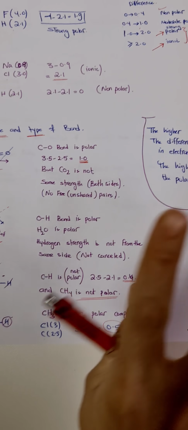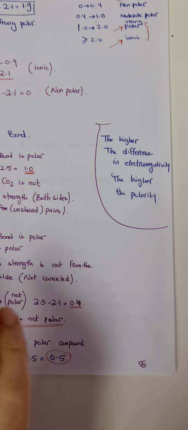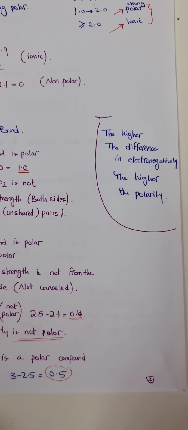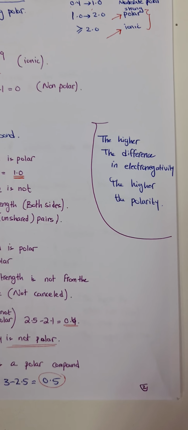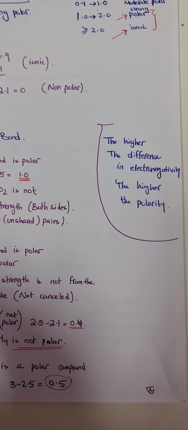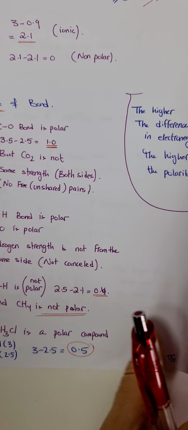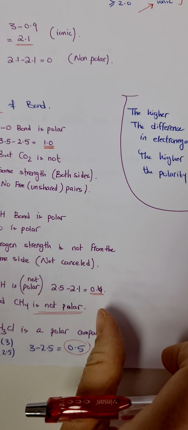Now, the polarity of a certain compound, how do we determine it? We determine it by the difference in electronegativity. The larger the difference, the more the strength. When I say that this compound is a strong polar compound, it means that this compound conducts electricity. How does it conduct? Because of the partial charge that it has.